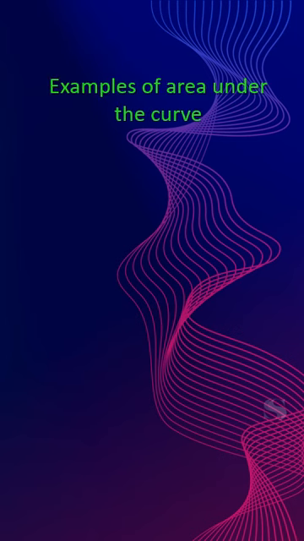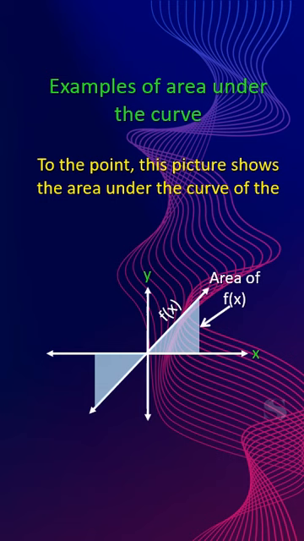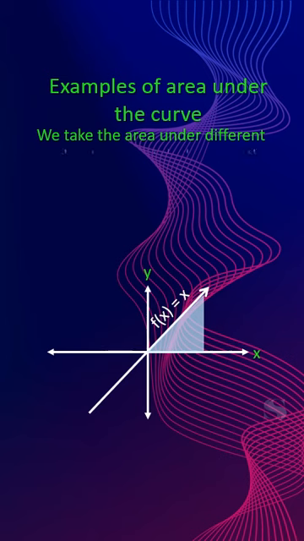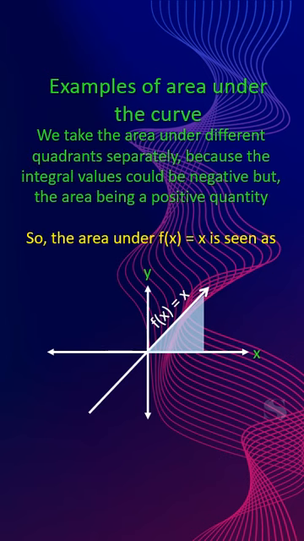Examples of area under the curve. To the point, this picture shows the area under the curve of the function f(x) equal to x. However, it may be added that we take the area under different quadrants separately because the integral values could be negative despite the area being a positive quantity. So, the area under f(x) equal to x may just be seen as the first quadrant area as shown now.